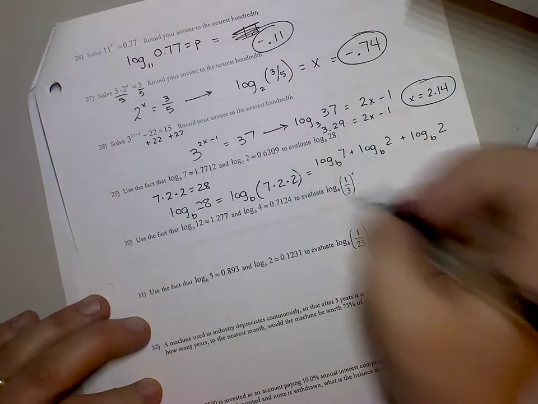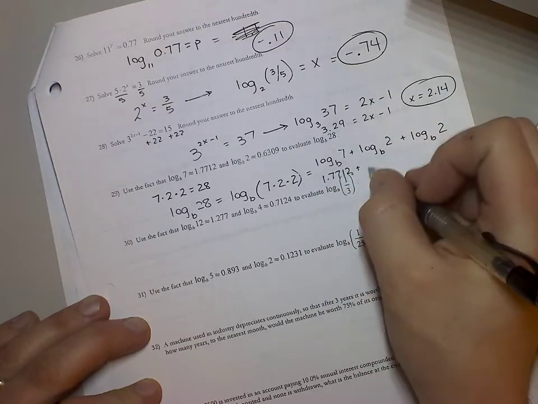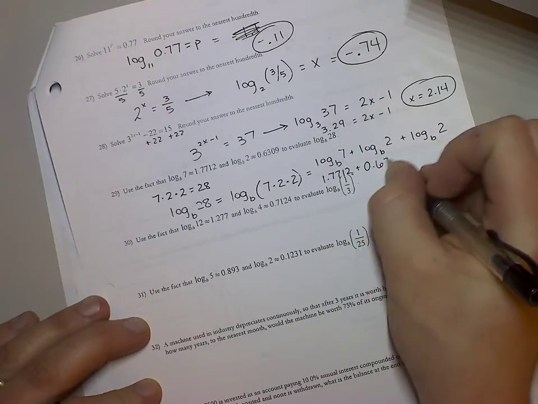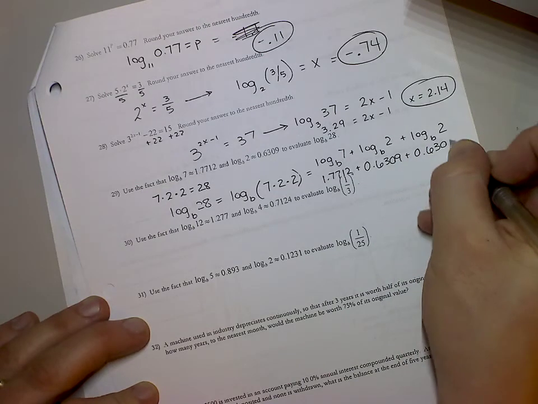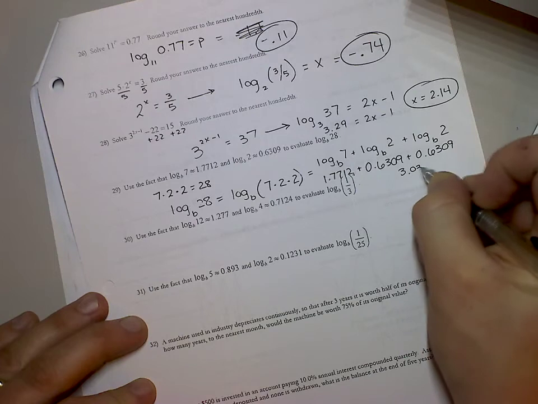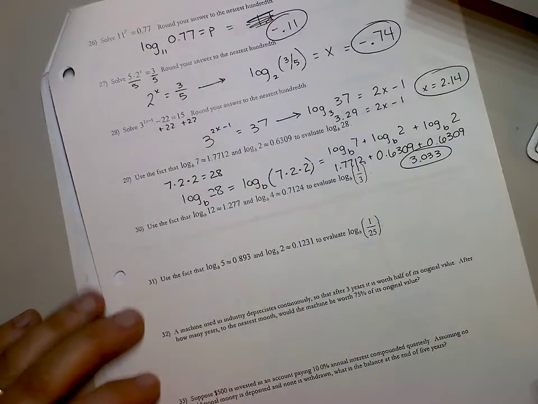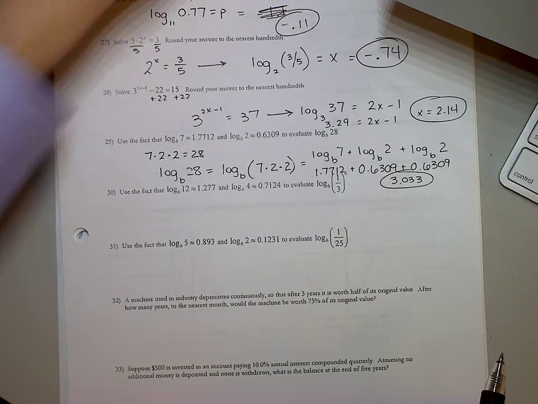Log base b of 7 is given as 1.7712, and both of these are 0.6309. So using the calculator, we add these three up, and we get an answer of 3.033. The next two, number 30 and 31, use basically the same idea. It's just a little bit tougher.